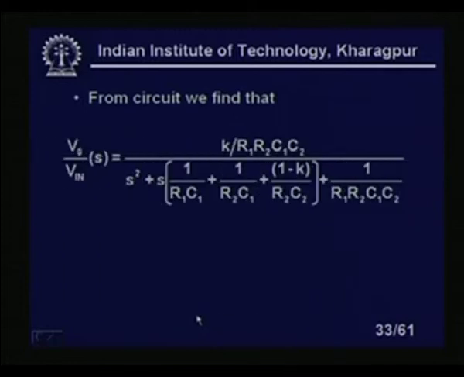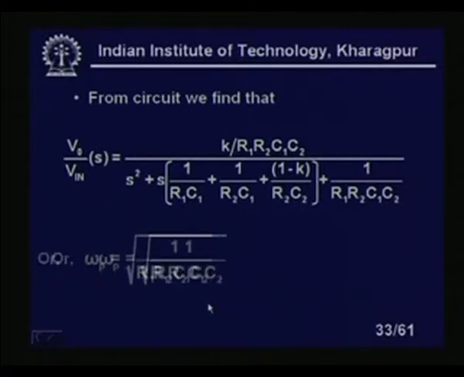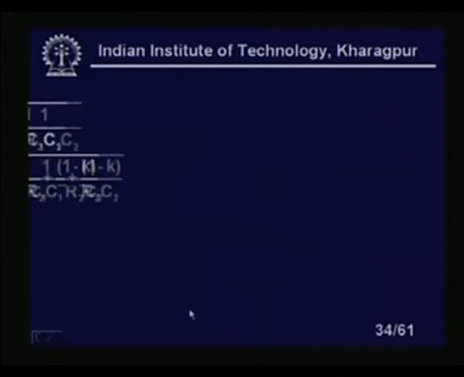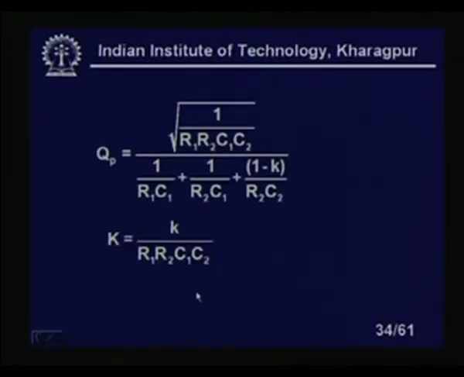Now, the transfer function from the circuit I can write as V naught S by V in S equal to small k upon R1 R2 C1 C2, upon S square plus S times (1 upon R1 C1 plus 1 upon R2 C2 plus (1 minus k) upon R2 C2) plus 1 upon R1 R2 C1 C2, where the pole frequency is omega p equal to root over 1 upon R1 R2 C1 C2 and QP equal to root over 1 upon R1 R2 C1 C2 divided by (1 upon R1 C1 plus 1 upon R2 C1 plus (1 minus k) by R2 C2).